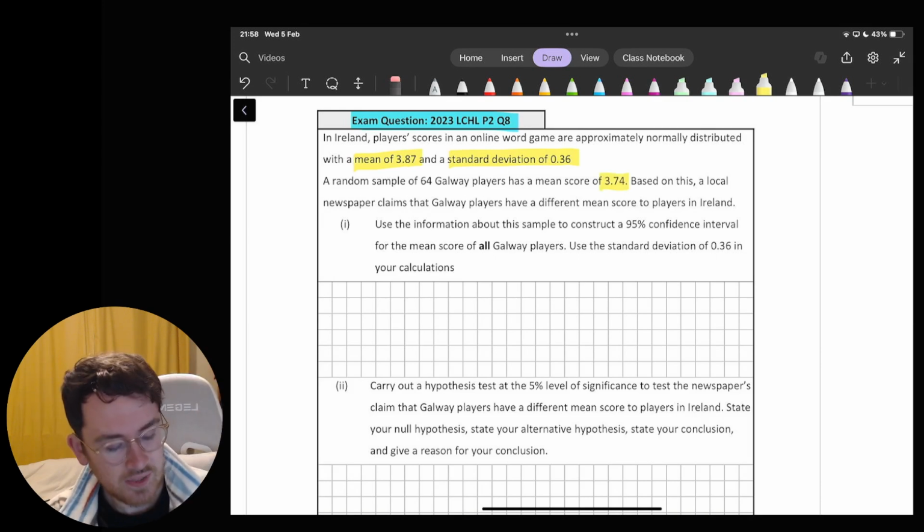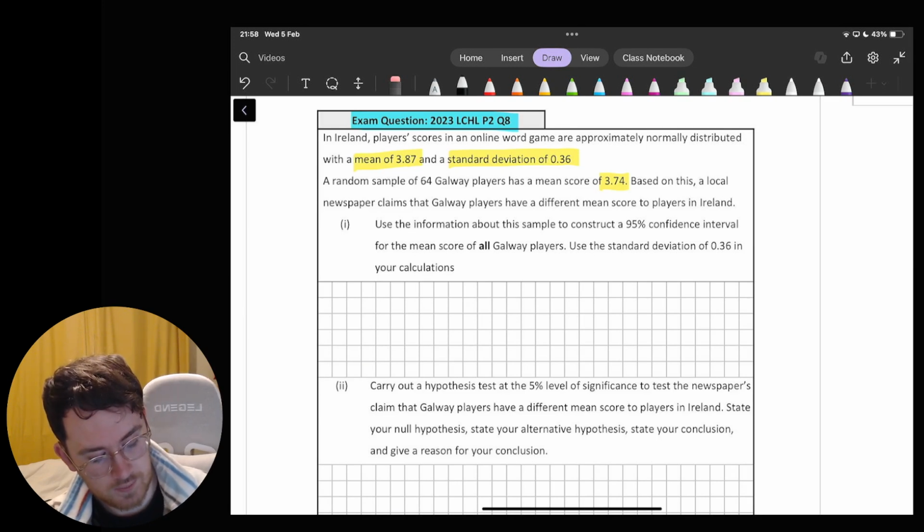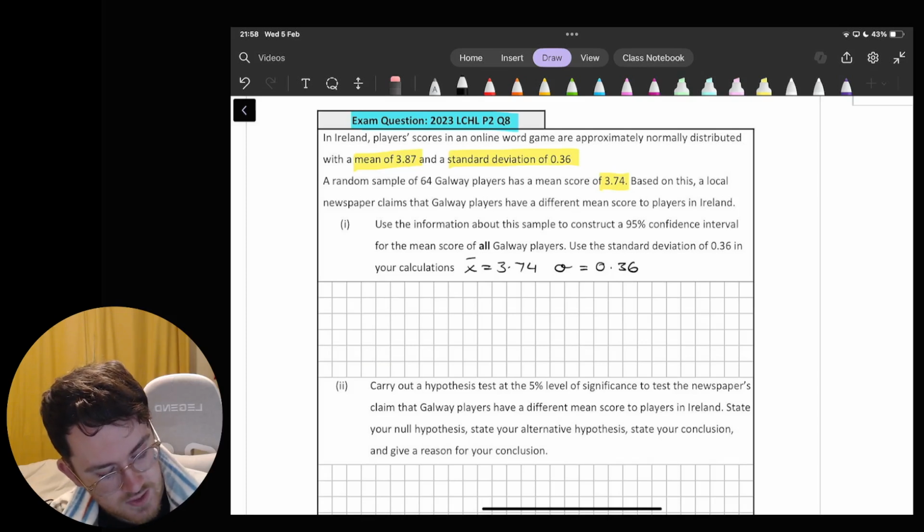A random sample of 64 Galway players has a mean score of 3.74. Based on this, a local newspaper claims that Galway players have a different mean score to players in Ireland. Use this information to construct a confidence interval for the mean score of all Galway players. So let's have a look at that. X bar is the sample mean here, which is 3.74. Standard deviation is 0.36. The confidence interval for mu is X bar plus or minus 1.96 times sigma over root n.